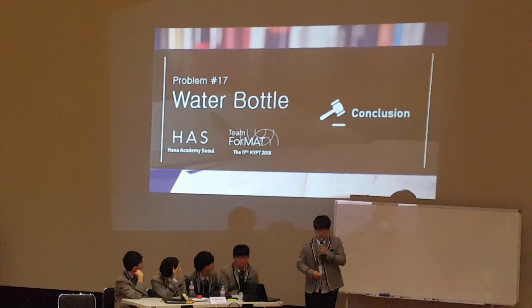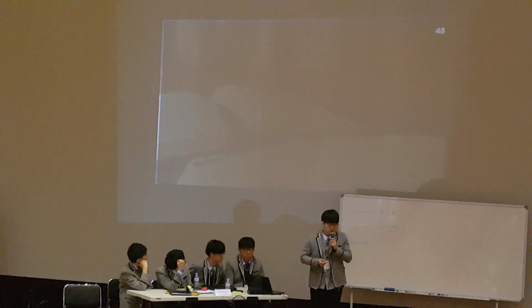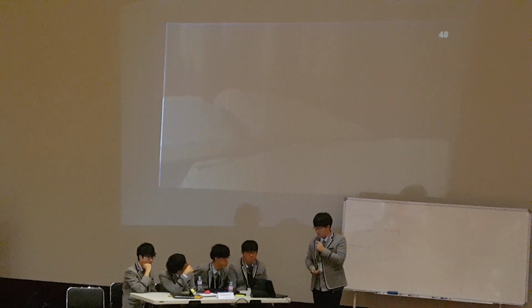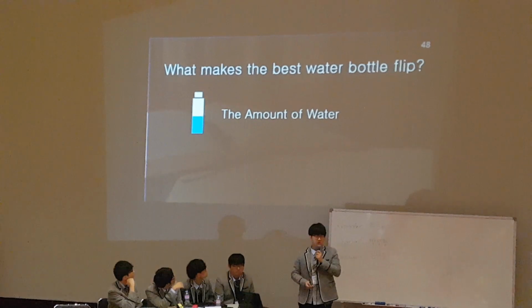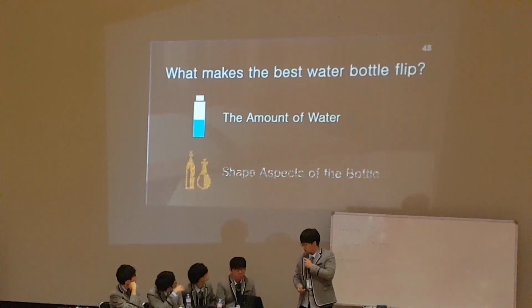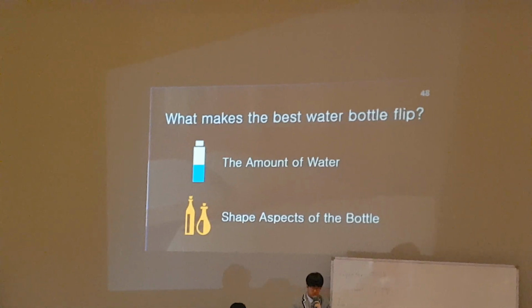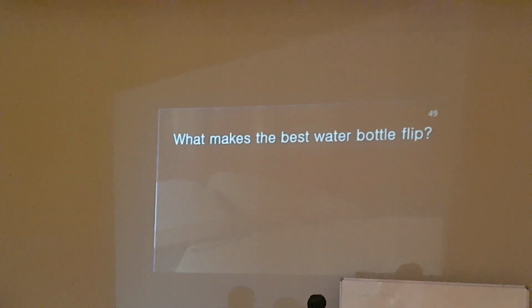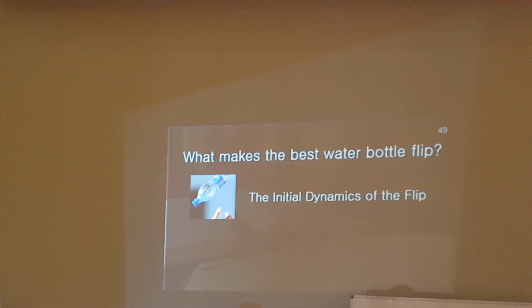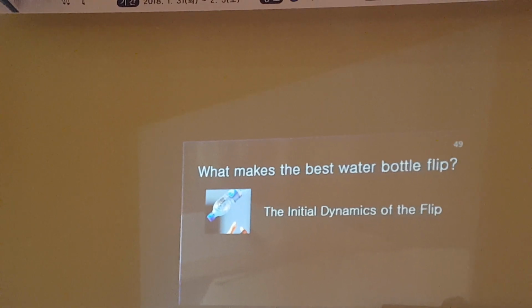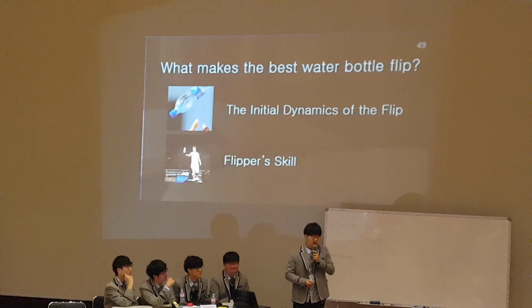So for the conclusion, the whole problem was about investigating parameters that would result in a successful flip. So what makes the best water bottle for me? First, the amount of water and the height of the water bottle. Second, the shape aspects of the bottle, such as the mass distribution or the radius of the bottom area. And the initial dynamics of the fluid, obviously, such as the initial velocity or the initial angular velocity of the water volume.